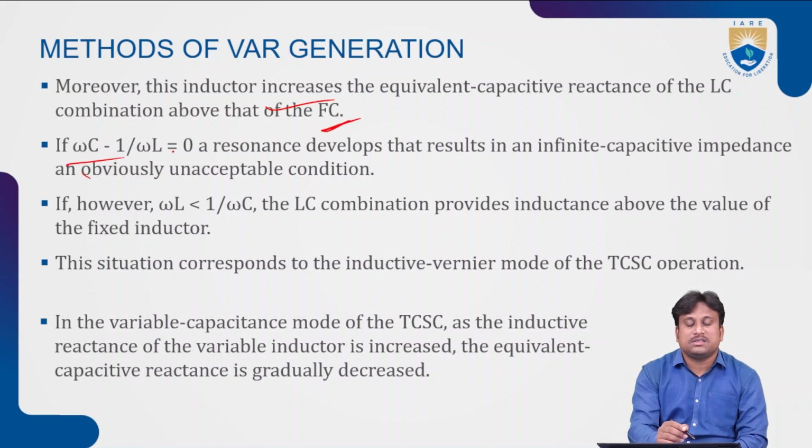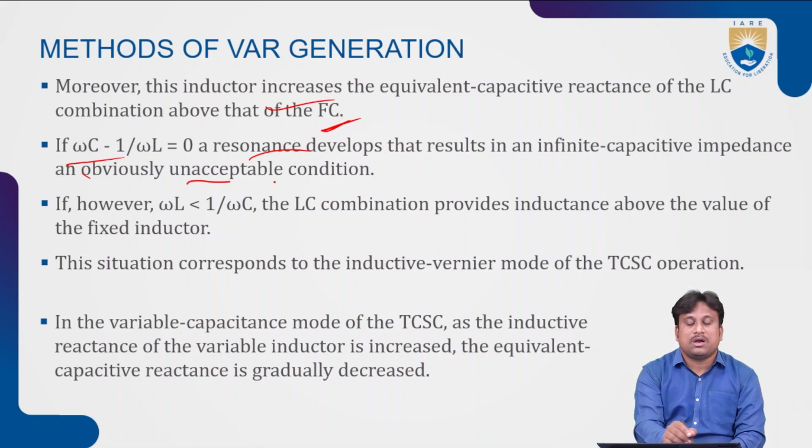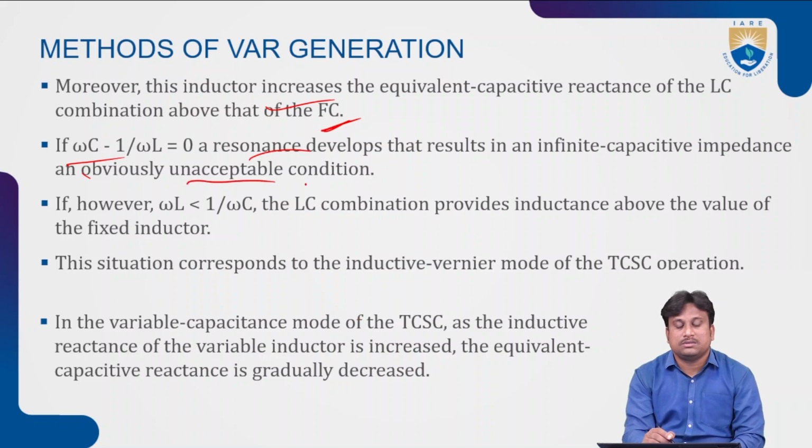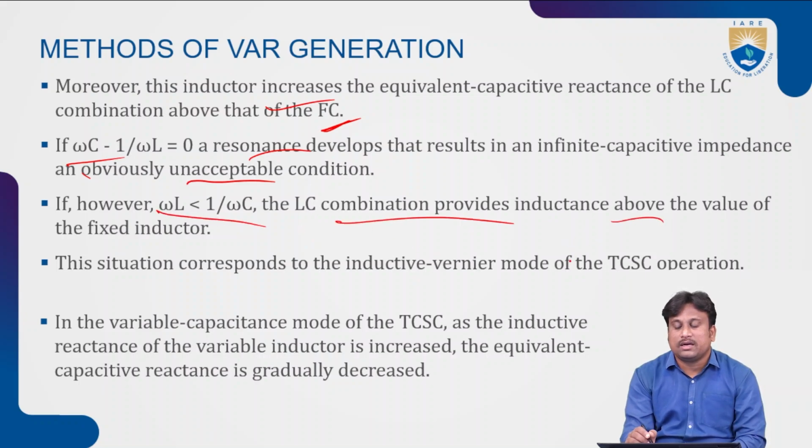If omega C minus 1 by omega L equals 0, a resonance develops that results in an infinite capacitive impedance. That is obviously an unacceptable condition. However, if omega L is less than 1 by omega C, the LC combination provides inductance above the values of the fixed capacitor and inductor cases. This situation corresponds to the inductive linear mode of the TCSC operation.